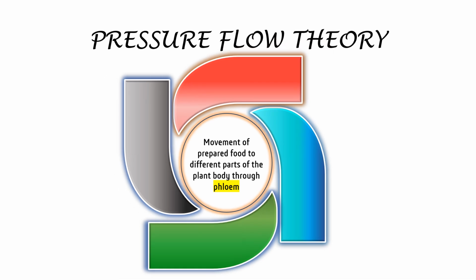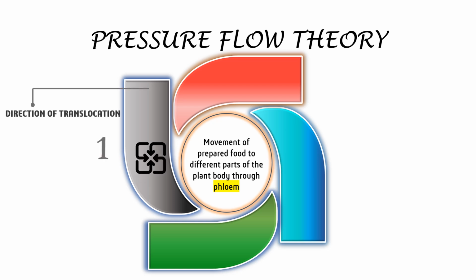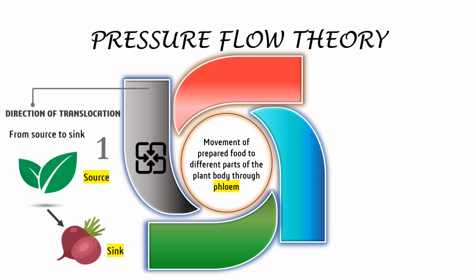The pressure flow theory, also known as the mass flow theory, explains the movement of prepared food to different parts of the plant body through phloem. This entire movement of food is directed from source to sink. Source is the supply area while sink is the utilization area.